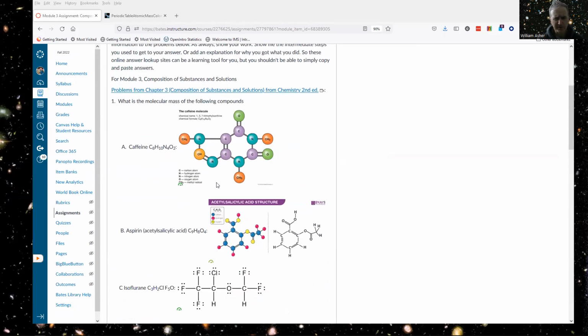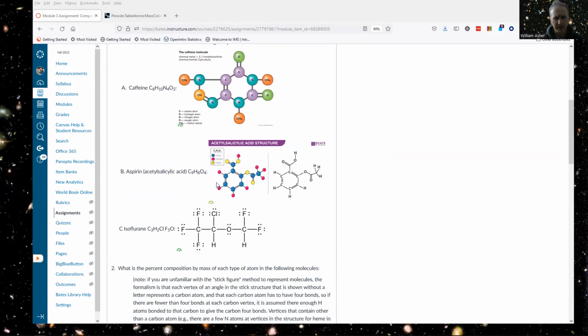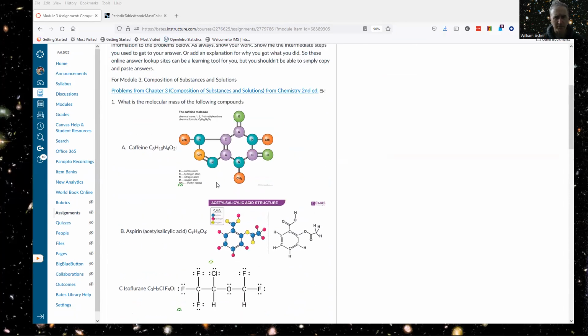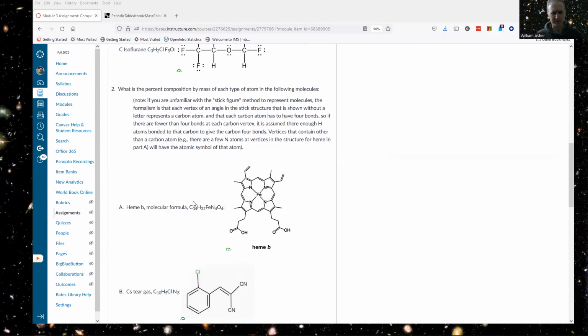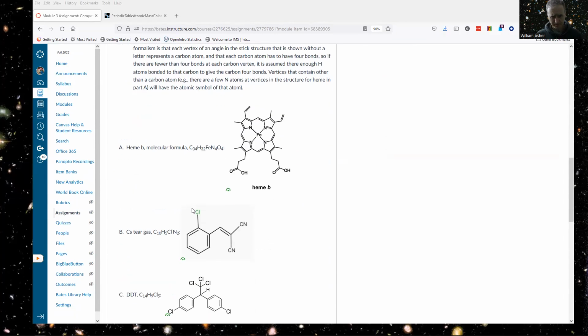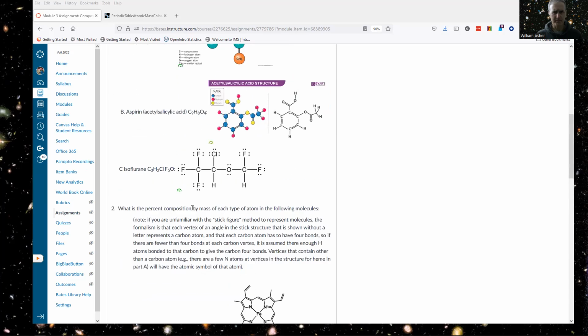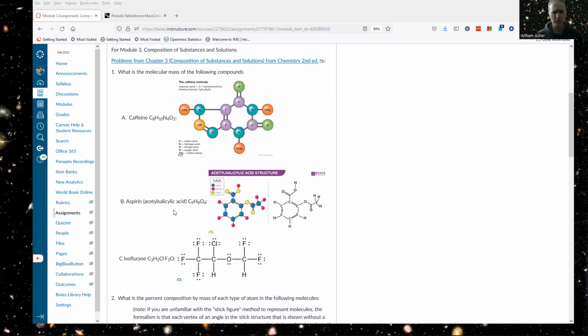For the first 3 problems, I've given you molecular structures, and I'm asking you to compute the molecular mass of the following compounds. I'm going to do one example for these, and then hopefully you'll be able to see what goes on. There are also many videos I've created that are on Canvas already for how to do this. So let's look at, for example, 1B.